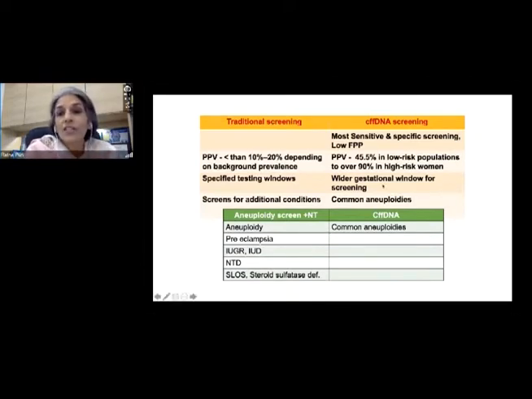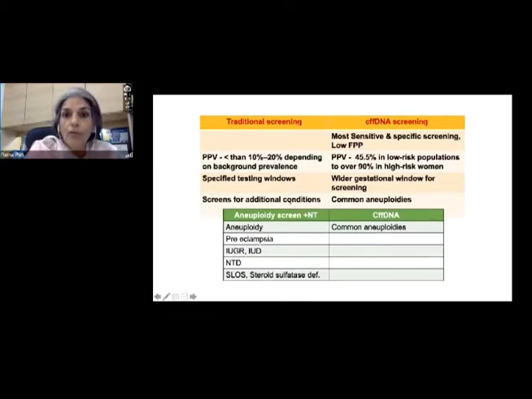The cell-free fetal DNA has a wider gestational window for screening. You can do it up to term, right from 10 weeks of pregnancy, whereas traditional screening can be done only in specific time periods of the first and the second trimester.